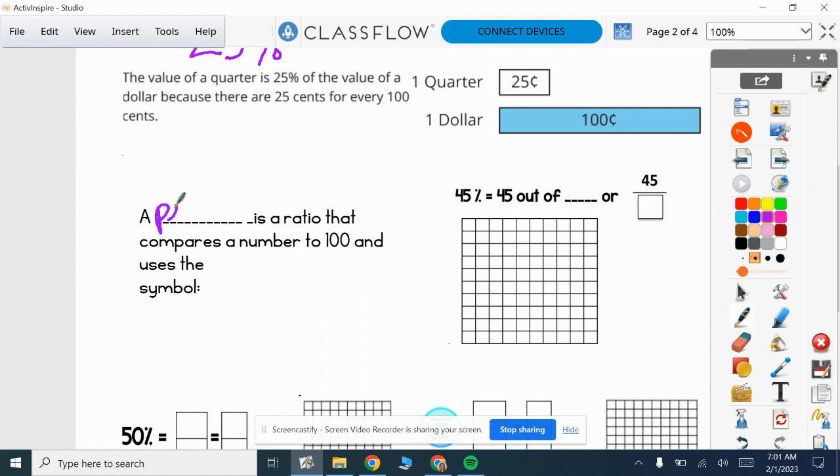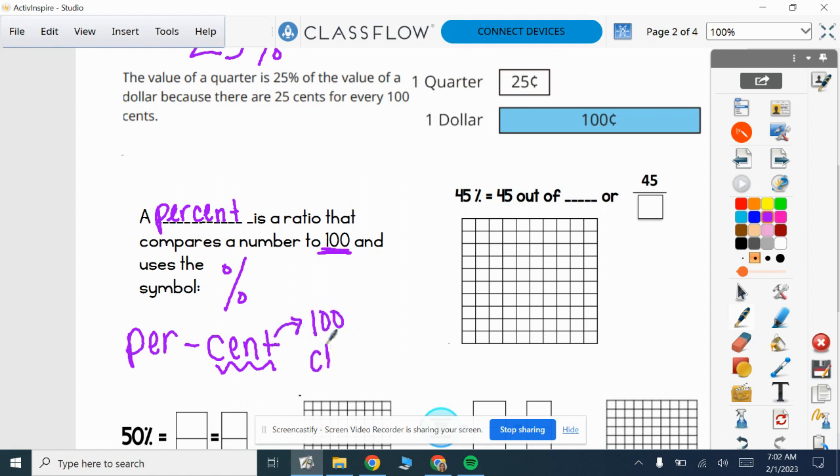So a percentage is a ratio that compares a number to 100 and uses the percent symbol here. So when we say percent, cent is a root word that means 100. In Spanish, it's ciento. Okay, cent means 100, so this really is for every 100. Okay, so 45% is really 45 out of 100, or the same as 45 100ths.